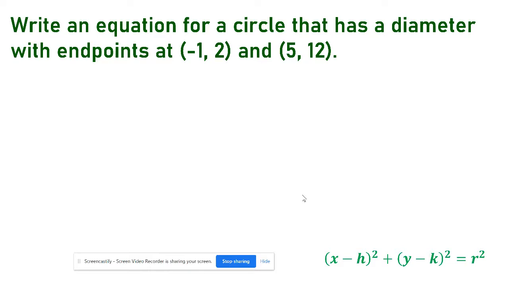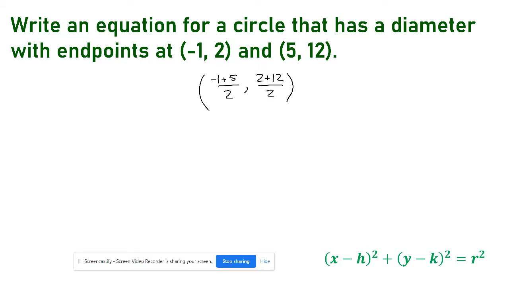So here's what I'm going to do. I know that if this is a diameter between these two points, the point that is dead in the middle, the midpoint of a diameter, is the center of the circle. So I'm going to use the midpoint formula. The midpoint formula, you just take the average of the x's, so you add them together and divide by 2. And the average of the y's, you add those together and divide by 2.